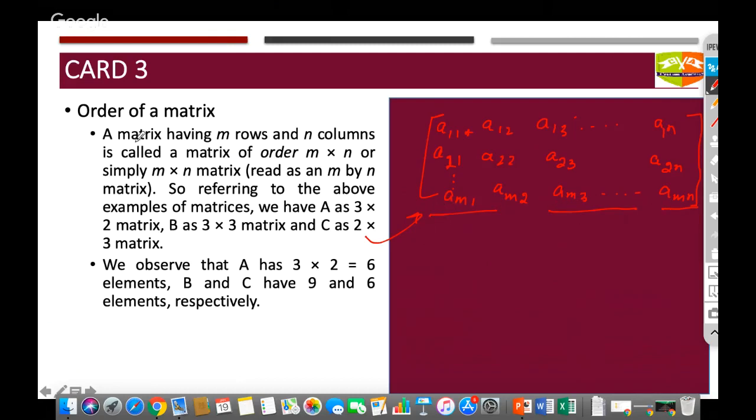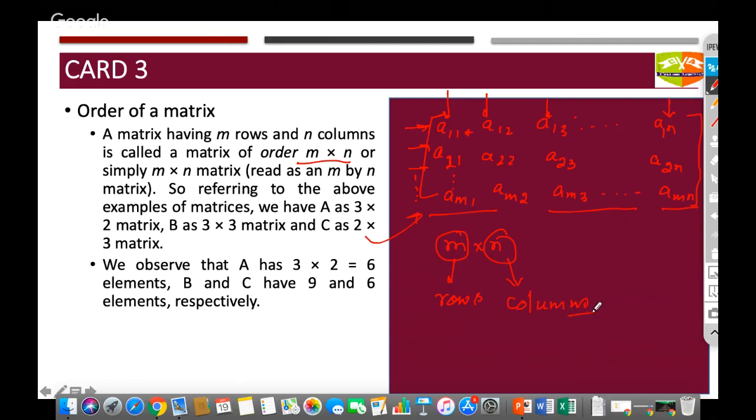Now, order of matrix. As you can see over here, there are m rows, 1, 2, 3, 4, like m rows, and this is called a column. There are n columns over here. So always remember the first number to be used is the number of rows, and the second is the number of columns.